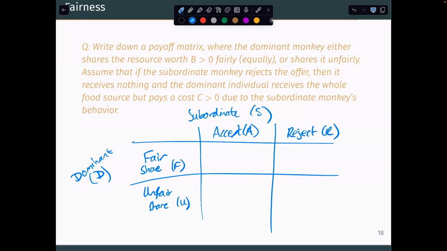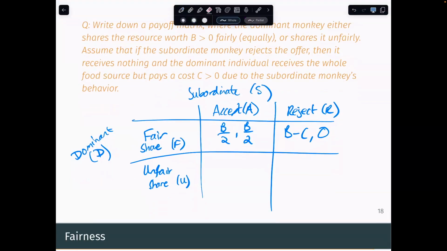Okay, so if it's a fair share offered by the dominant individual and the subordinate accepts, what are my payoffs going to be? Yep, so B over 2, B over 2. If it's a fair share, but the subordinate rejects, yep, B minus C and 0, because although the dominant individual gets all of the resource now, it pays a cost of C. What about if it's an unfair share and reject? The same, yep.